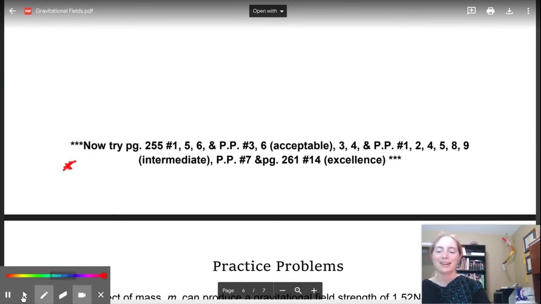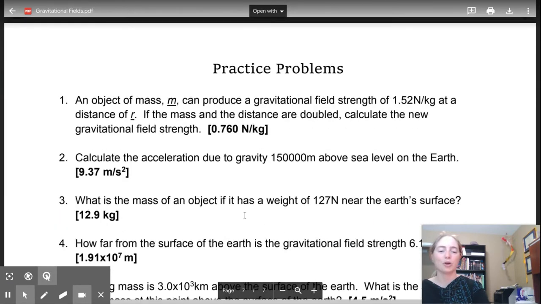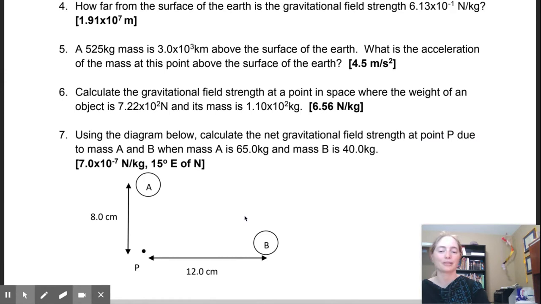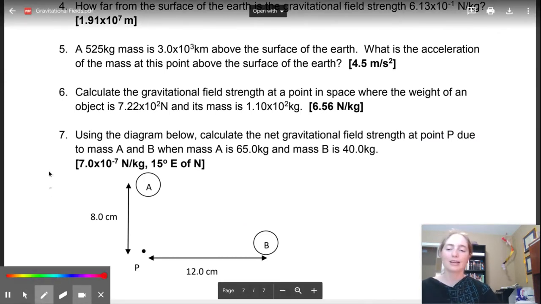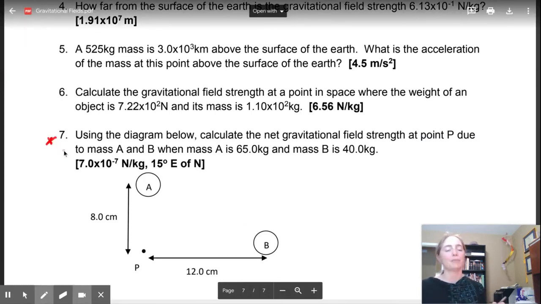Alrighty-o. And I've also given you guys some more practice problems to work on. Now, for number 7, I'm going to give you guys a tip. For that one, what I would do is Pythagoras, the same way you would add any other vectors.